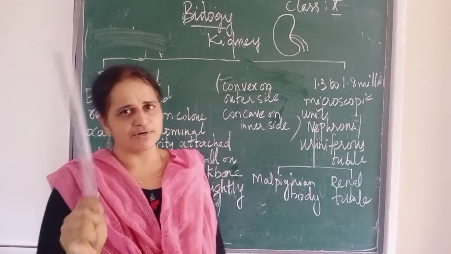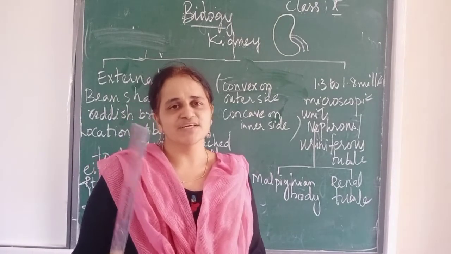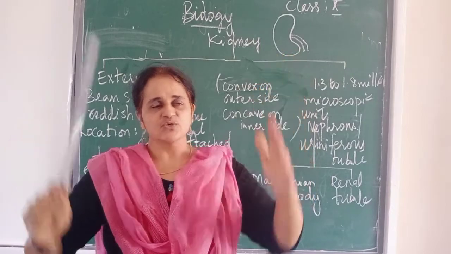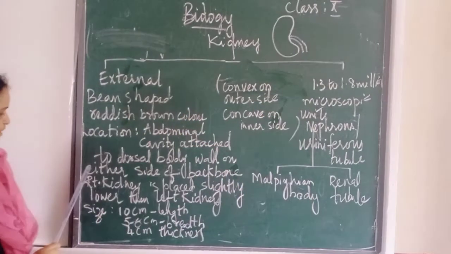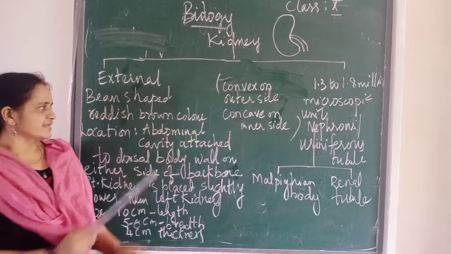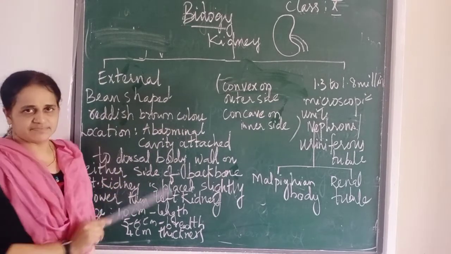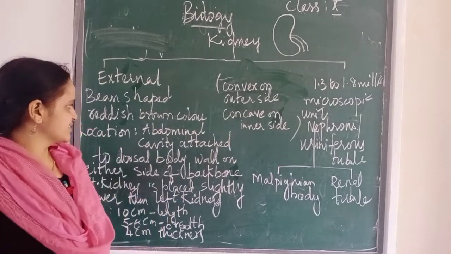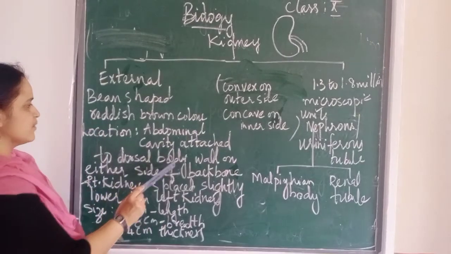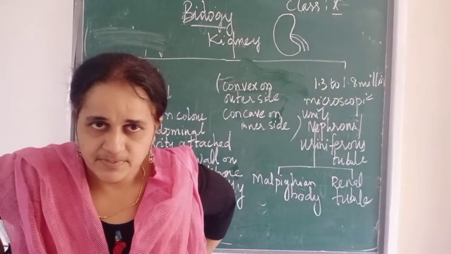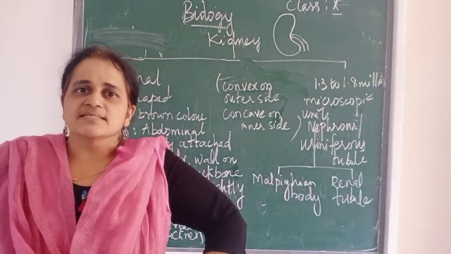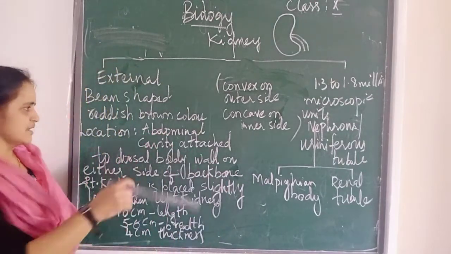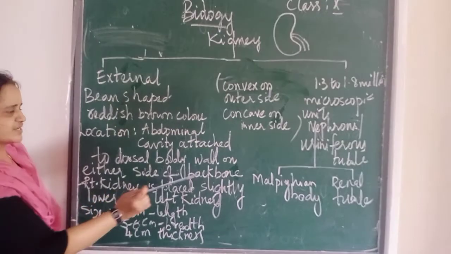You all have heard about kidney, isn't it? Do you know where the kidney is? First we have to see where it is located. So we will see the location of kidney. It is located in the abdominal cavity. Now, this is your abdominal cavity. It is located in the abdominal cavity attached to the dorsal body wall. Dorsal means back. So don't imagine the kidney is here. It is at the back, attached to the dorsal body wall on either side of the backbone.